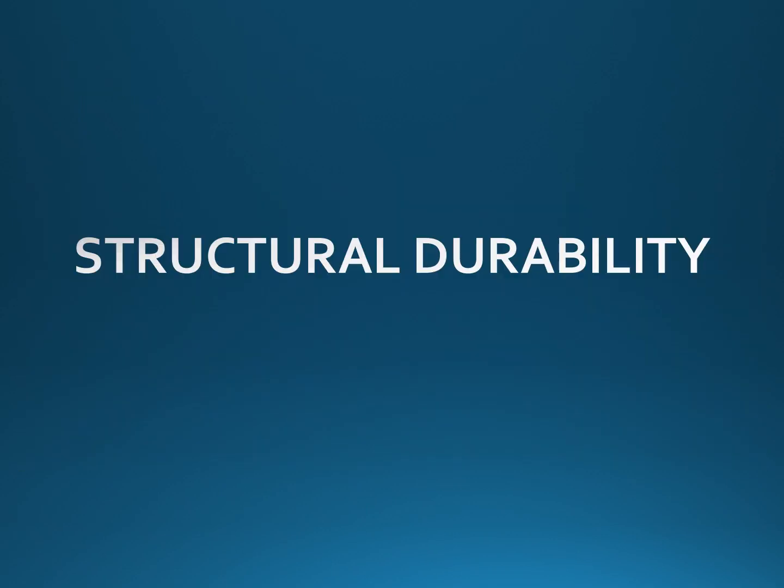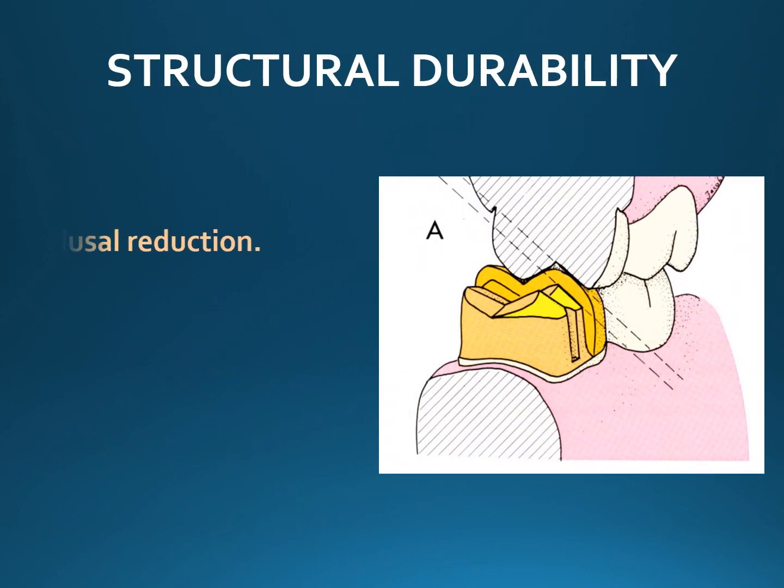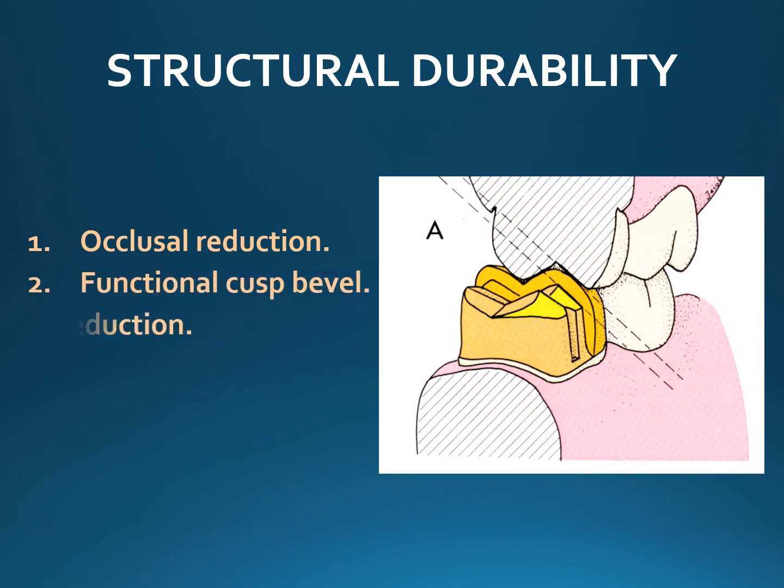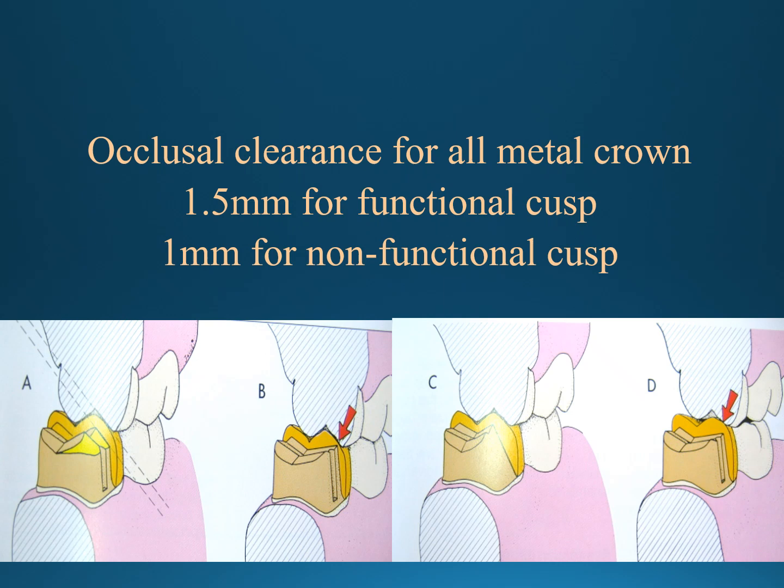The next principle is structural durability. Structural durability refers to the ability of both the tooth and the restoration to resist functional forces. This is dependent on occlusal reduction, the functional cusp bevel, and the axial reduction. Occlusal clearance for different types of restorations is different. For example, an all metal crown receives 1.5 mm on the functional cusp and 1 mm on the non-functional cusp. It could go as high as 2 mm for metal ceramic restorations.